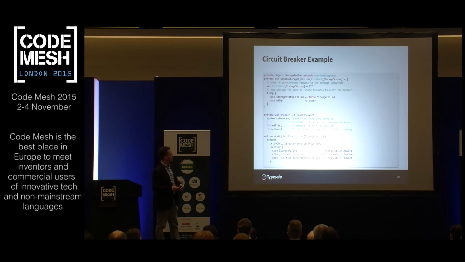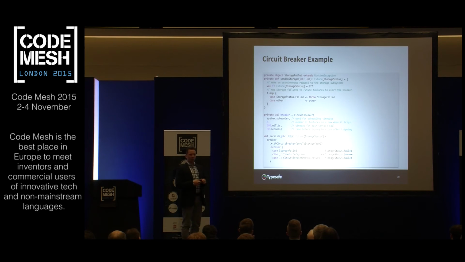You just configure it with the parameters: how many failures trip it, and what the time constants are, so after which time it goes into half open again, and then how long it stays closed, and so on. And what the expected maximum service call time is. And then you just need an API that returns a future.